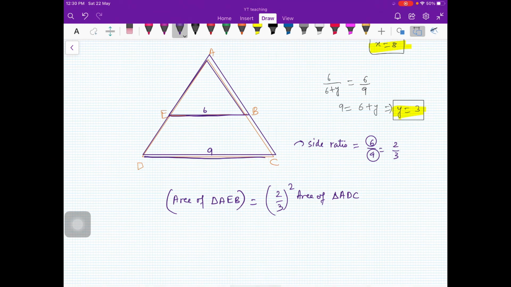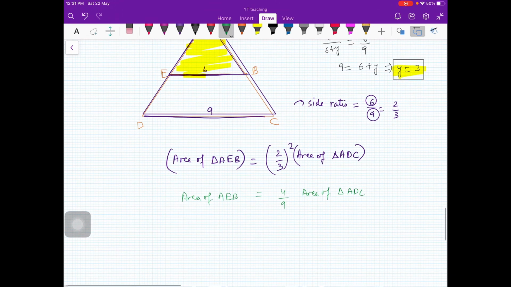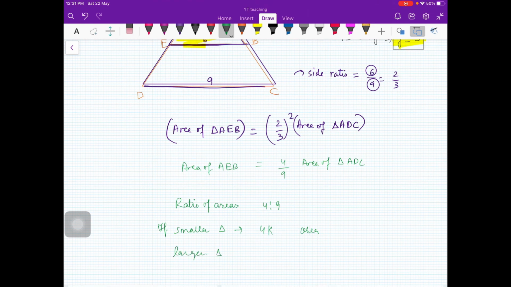So, yeah, you can do the other way also. So, you get this, that area of triangle AEB, the smaller area here, is equal to how much? 4 by 9 times area of triangle ADC. So, it means that what is the ratio? Ratio of areas is 4:9. Smaller. So, if smaller triangle has area 4K, then larger triangle area is 9K.